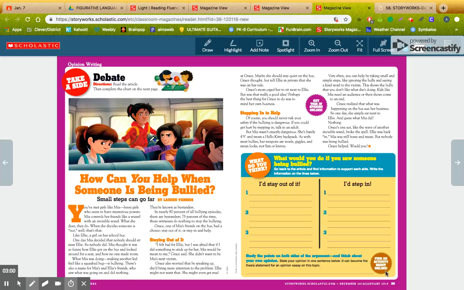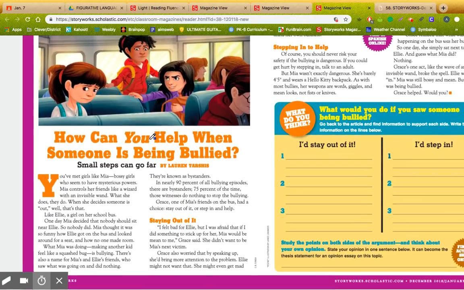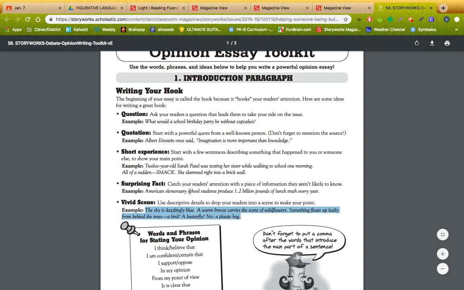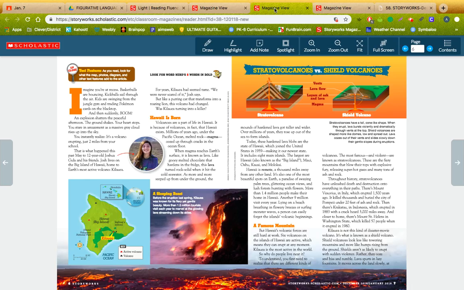Now, if you look at this one right here, this is their hook. You've met girls like Mia, bossy girls who seem to have mysterious powers. Mia controls her friends like a wizard with an invisible wand. What she does, they do. When she decides someone is out, well, that's that. So that's their hook. That does grab your attention. And I would have to say that's probably more of a vivid scene. Now let's look at this one.